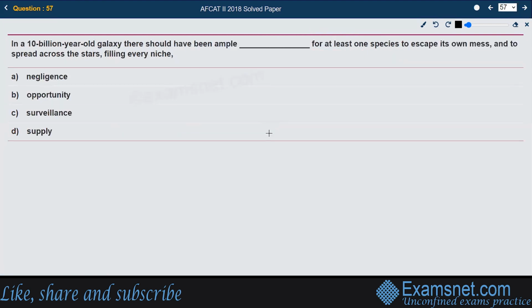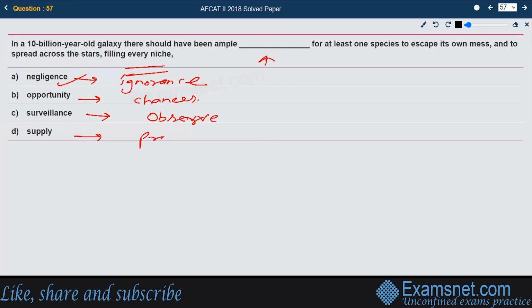Next question. In a 10 billion year old galaxy, there should have been ample dash for at least one species to escape its own mess and to spread across the stars, filling every niche. Okay, let's look at the options. Negligence means ignorance to something. Opportunity means the chances, how many opportunities you get. Surveillance means to observe something.